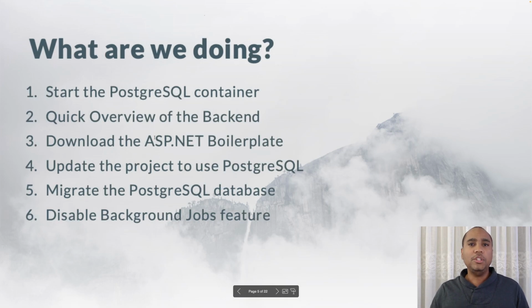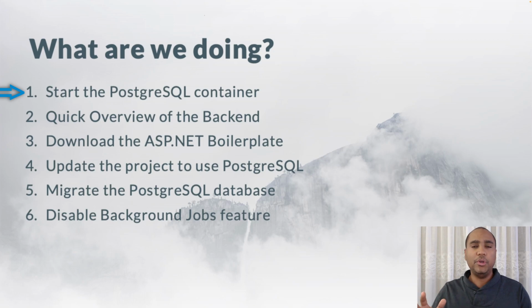So what are we going to be doing in this video? First, we're going to follow a set of steps that are going to allow you to get your web application up and running. For example, the first step is going to be to start your Postgre container. If you don't have an instance of a Postgre database, I'm going to show you quickly how to start a new instance of Postgre database using a Docker container.